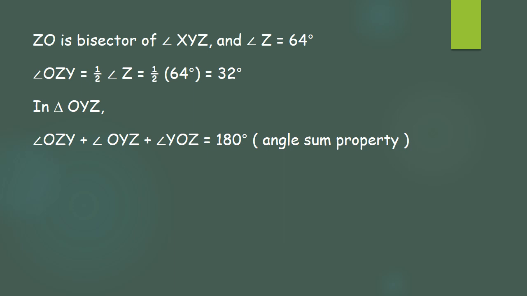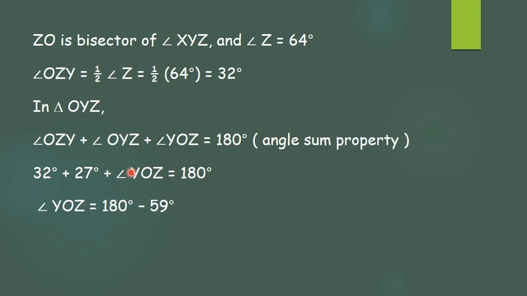For that we will consider the triangle OYZ. Now in this triangle, by the angle sum property, the sum of all the three angles is 180. Now we have calculated 32, then 27 plus YOZ is 180. So YOZ will be 180 minus 59. And so we get YOZ is equal to 121.